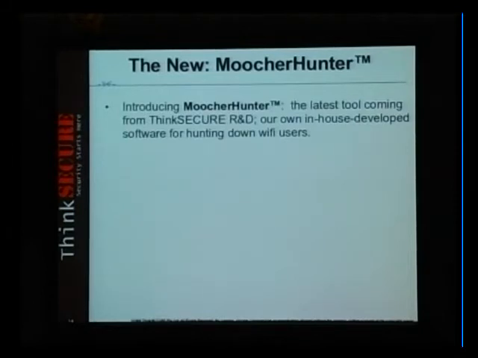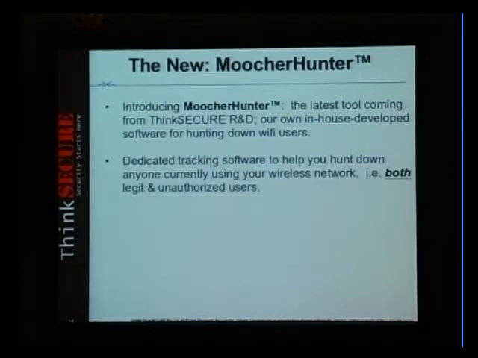Now, we've released Moocher Hunter earlier this year, but it was to a closed-door session of the Singapore police. So you guys are actually the first people outside of that closed-door session to get this in public, okay? It's dedicated tracking software that helps you hunt down anyone who is using a wireless network. It could be a legitimate user. It could be a moocher, all right? It doesn't matter. As long as he has a MAC address, a station address, and he's using your access point to send data across, basically Moocher Hunter would enable you to hunt down his physical location.